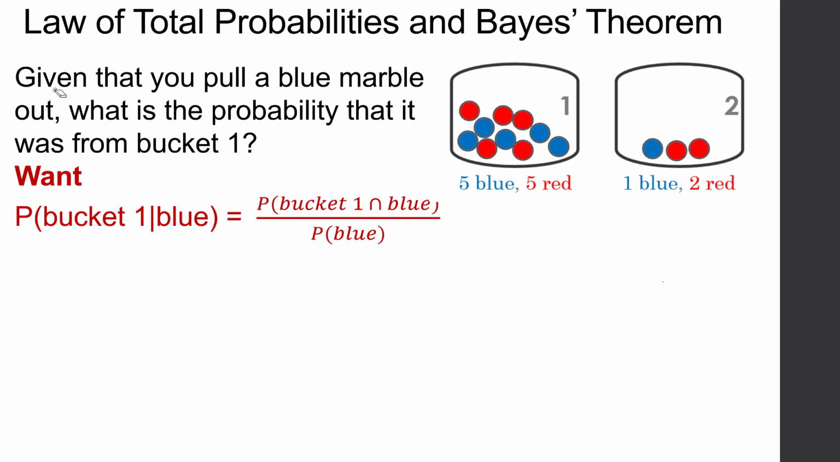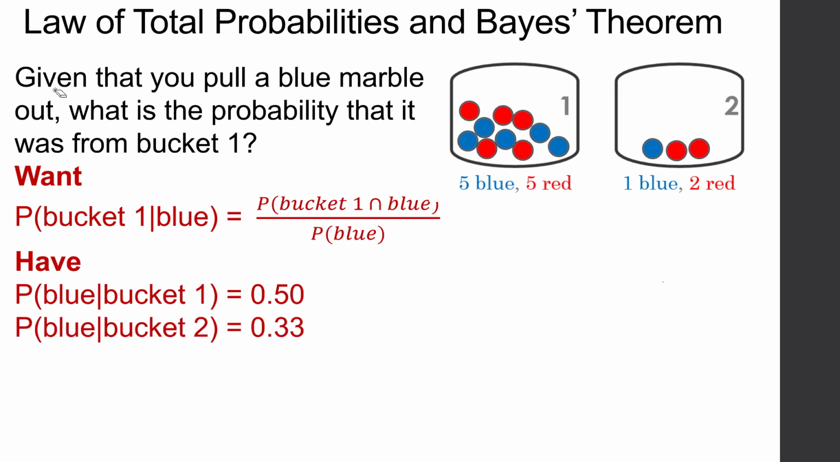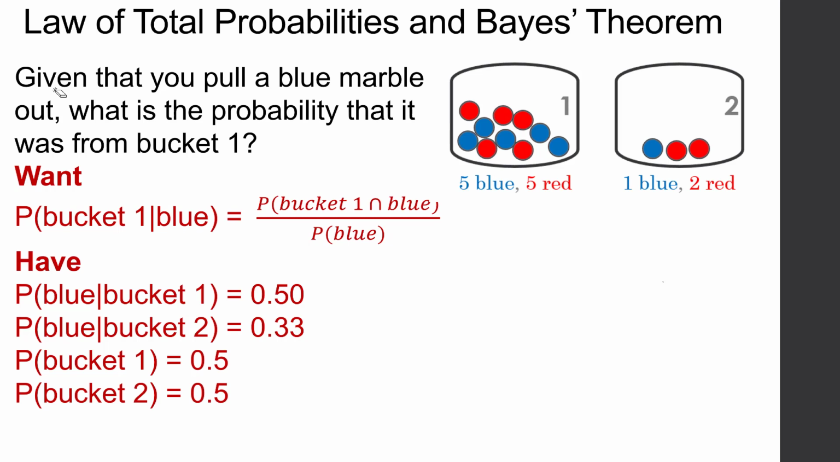All right, but what do we have? Do we have everything we need to solve that? Let's figure out what we have. So we have the probability of being a blue ball given that you're from bucket 1 is 0.5 because there are 5 blues and 5 reds in bucket 1. We have the probability of being blue if you're from bucket 2, right? What is it? There's 1 blue and 2 red balls in bucket 2, so that's a 1/3 chance. We also have the probability of being from bucket 1. We're going to just call that a half. We're going to assume that you have a 50-50 chance of reaching in bucket 1 or bucket 2, and therefore the probability of being from bucket 2 is 0.5.